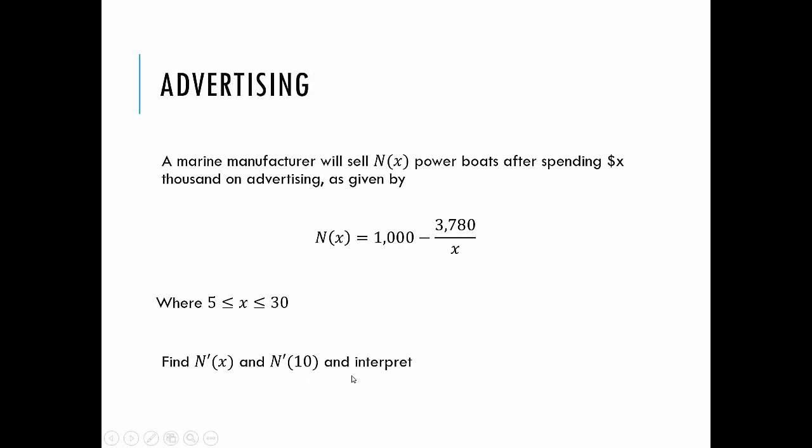Let's look at this advertising example. It says a marine manufacturer will sell N of X power boats. So this tells me how many power boats after spending X thousand on advertising. So X is the amount they're spending on advertising, where X is between 5 and 30. Well, what does that mean? Well, that means they have to stay between 5,000 and 30,000, because X is in 1,000, for advertising. I mean, that's just a restriction. That's just how much money they have to spend.